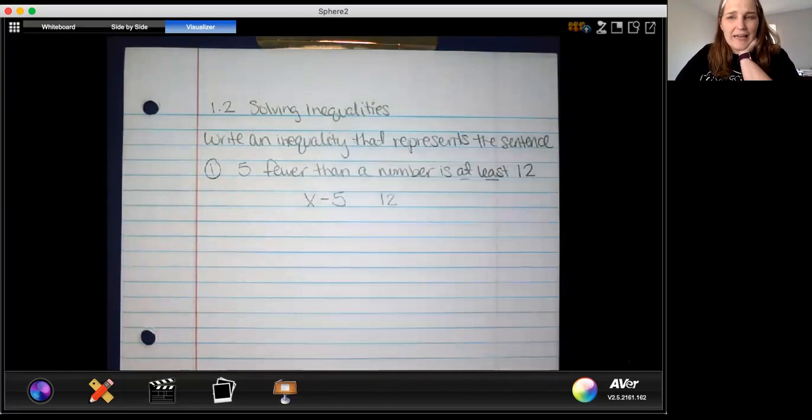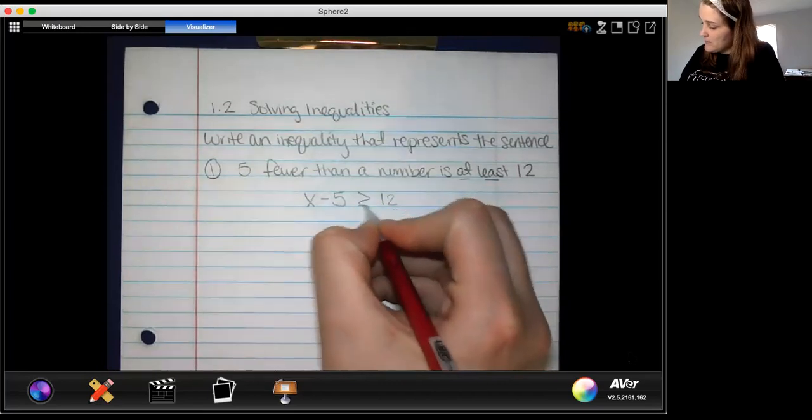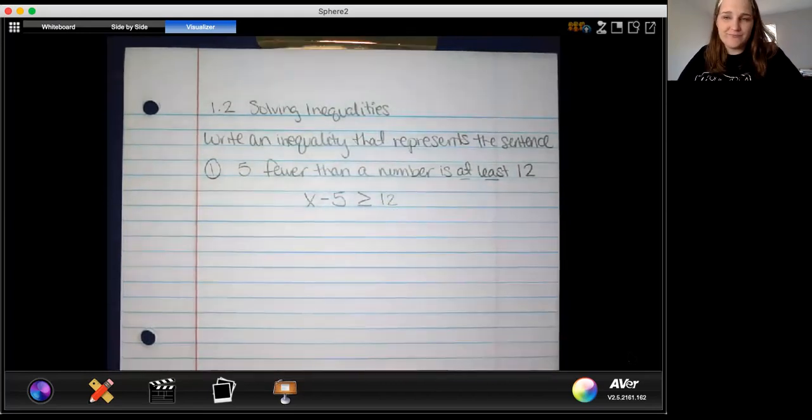Okay, well, what does at least mean? So at least, think of it like you have to be at least this tall, or you have to spend at least this amount of money. So at least means at minimum, but you can be more. So 5 fewer than a number is at least 12. So at minimum, it is 12, but it could be more. So at least is greater than or equal.